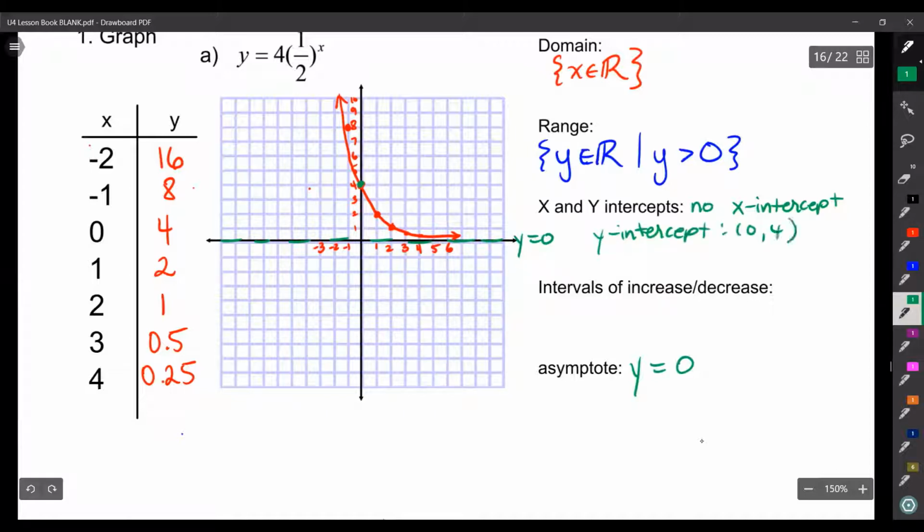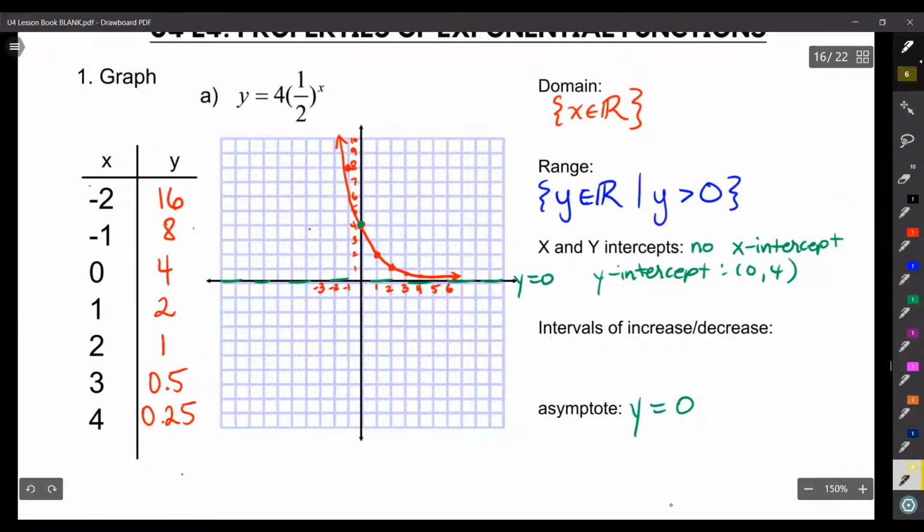And then intervals of increase, decrease. So we haven't done this before, but for exponential functions, they're either always increasing or always decreasing. The way that we can tell, in all cases, is we will start at the very left of the graph and drag our pencil toward the right, and pay attention to whether our pencil is going down or going up. If I start at the left of my graph here and travel toward the right, my pencil is going down, and that means the whole interval is an interval of decrease. The graph is decreasing everywhere.